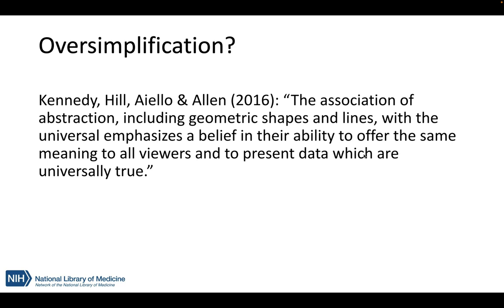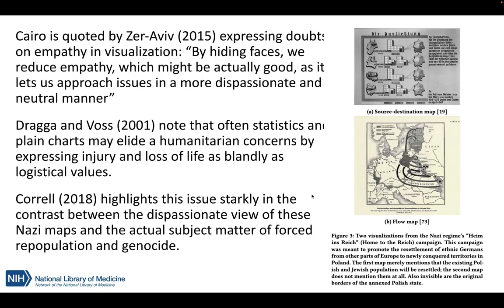So Kennedy, Hill, Aiello, and Allen, again: the association of abstraction, including geometric shapes and lines, with the universal emphasizes a belief in their ability to offer the same meaning to all viewers and to present data which are universally true. So again, they're arguing that these basic ways of communicating try to present something as, this must be true, because many people, to use a cliche, feel that the numbers don't lie or that this may be a reliable piece of information, when of course how we collect the numbers and what we decide to emphasize may skew the end result for our end reader.